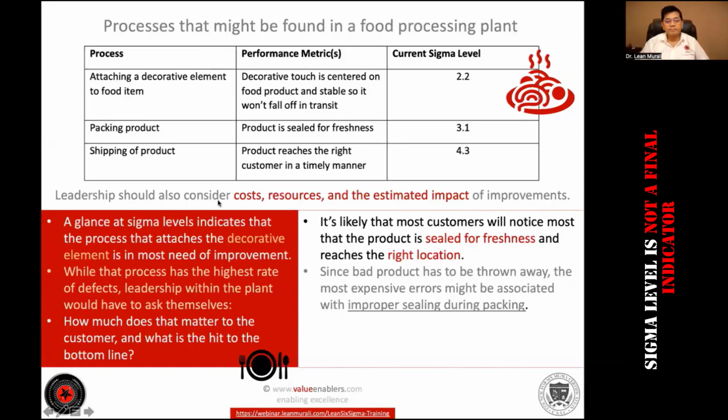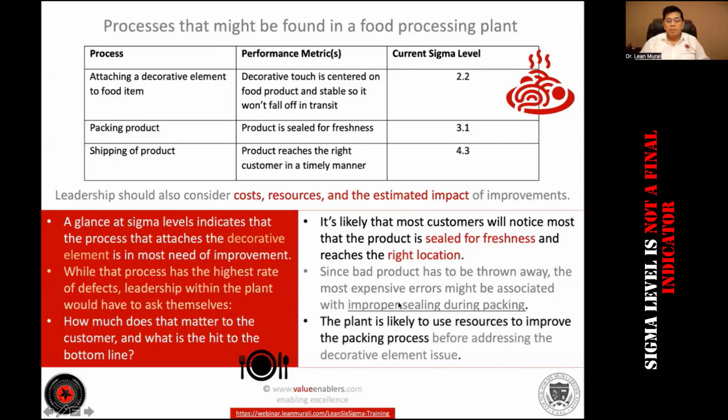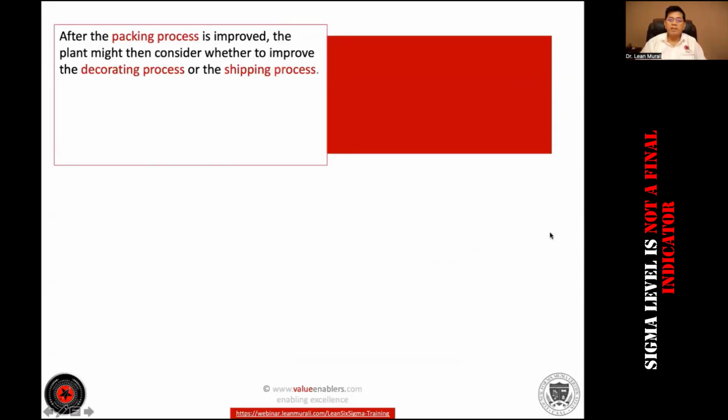All right. Great. So the plant is likely to use resources to improve the packing process before addressing the decorative element issue. If this is clear, on a scale of 1 to 10, please give me a 9 or 10 if it is super, super clear. All right. Thank you very much.